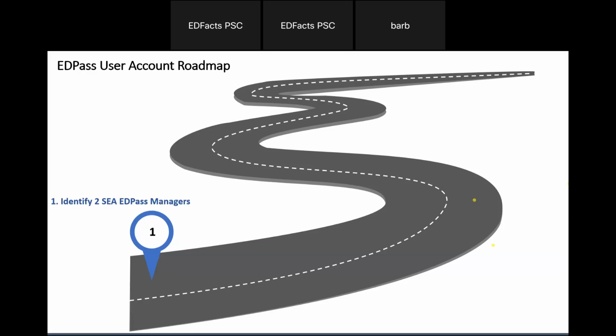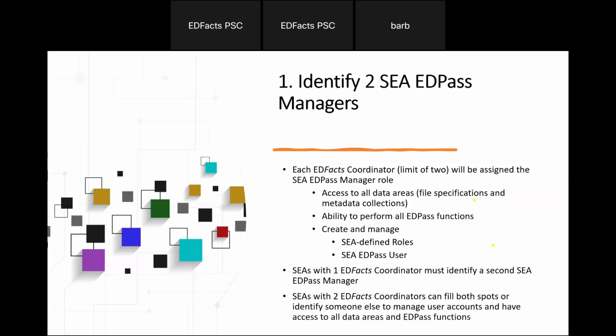The first thing that you're going to need to do is identify 2 state EDPass managers for your state. In the past couple of days, you should have received a broadcast from PSC that had 2 attachments to it. One of the first steps in that communication was to identify 2 state EDPass managers. So each EDPass coordinator will be assigned the state EDPass manager role. So that will fulfill one of the 2 available roles.